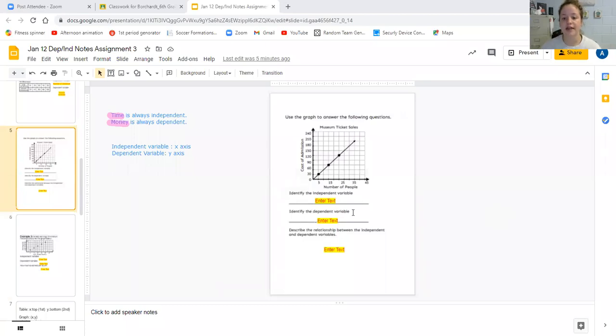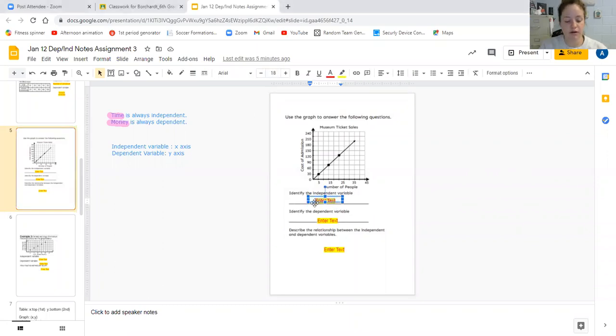Okay, so if we're looking at this, remember our independent variable is our x-axis. So my independent variable is going to be what? Steven, tell me what my independent variable is going to be. The number of people. Very good. That's on my x-axis. So we know the number of people is going to be my independent. So that leaves what as my dependent? Put that in the chat, guys.